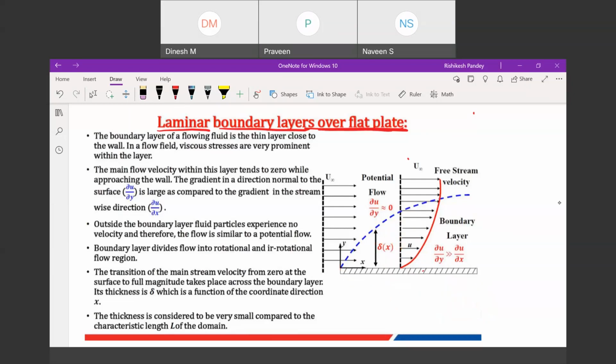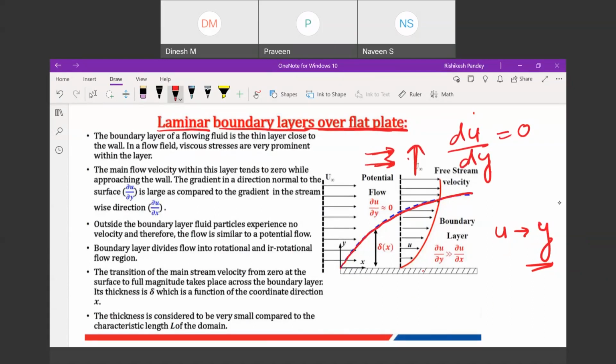And one more thing, the velocity variation in y direction. So here, velocity variation du by dy, what is it? It is 0 outside the boundary layer. Because this also has the same velocity, this also has the same velocity, in these two layers. So the change in u in the y direction, du by dy, is 0. In y direction, the velocity change is 0. So du by dy is 0 outside the boundary layer.